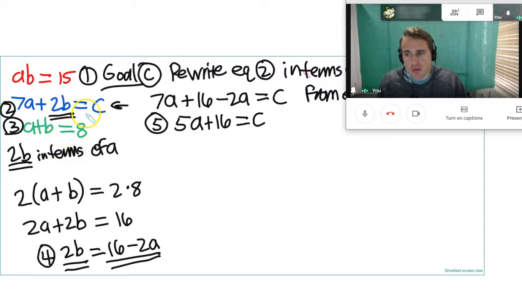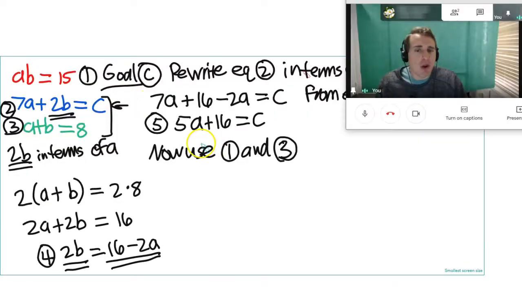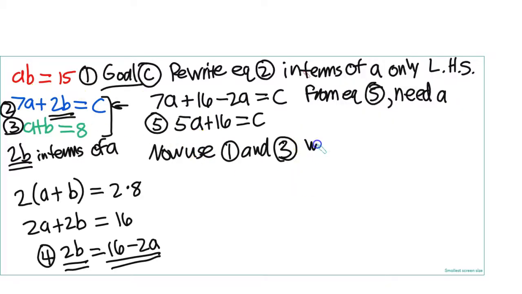We used equation 2, we multiplied equation 3 by the number 2, we plugged it in. So we've already used this pair. We now need to use equation 1 and 3. Again, we want to find A, and we don't care about B, so we want to replace B. If we want A, then we say that B equals 15 divided by A. Do you agree with that? Yeah, 15 divided by A, because that's just from equation 1.